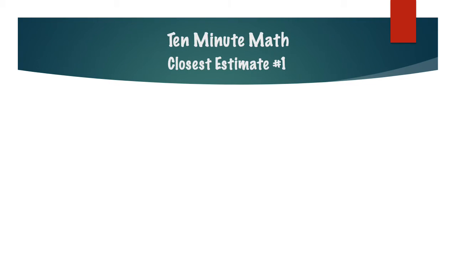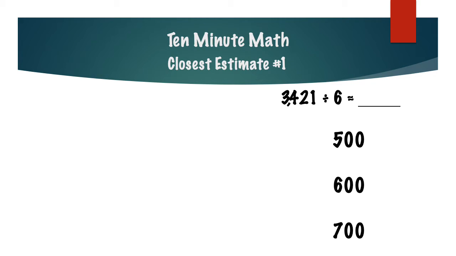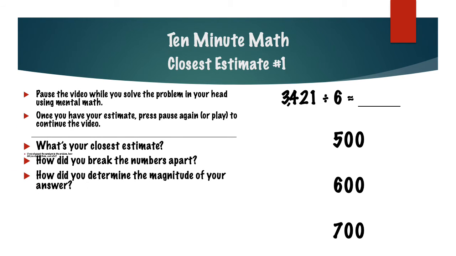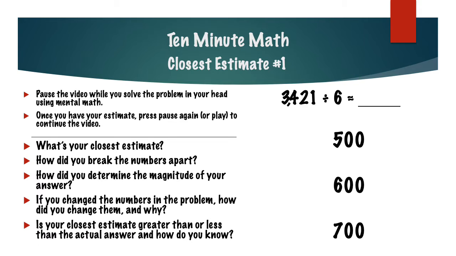10-minute math, closest estimate, problem number 1. Ready? Here's your division problem. And here are your 3 possible estimates. So what's your closest estimate? Remember to ask yourself these questions when determining your answer. The closest estimate is 600. How did you do?